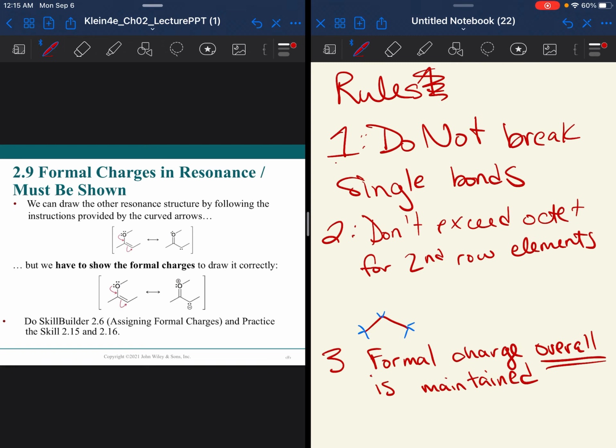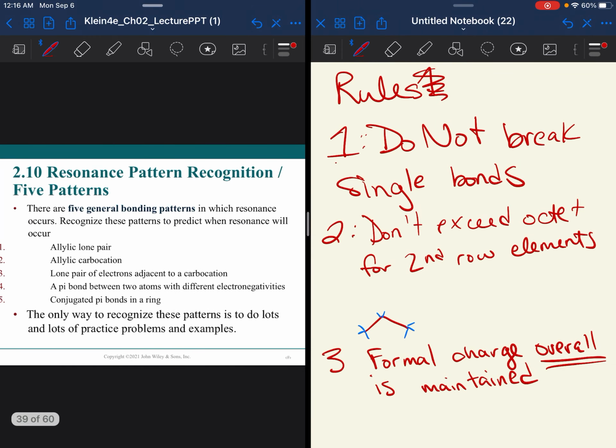And you can see that example on this next slide. And that is valid. Now, they're not equal. We will talk in another video about major and minor resonance contributors. Not all resonance structures are created equal, but they will have the same overall formal charge. All right, in part 5, in the next video, we will talk about pattern recognition.